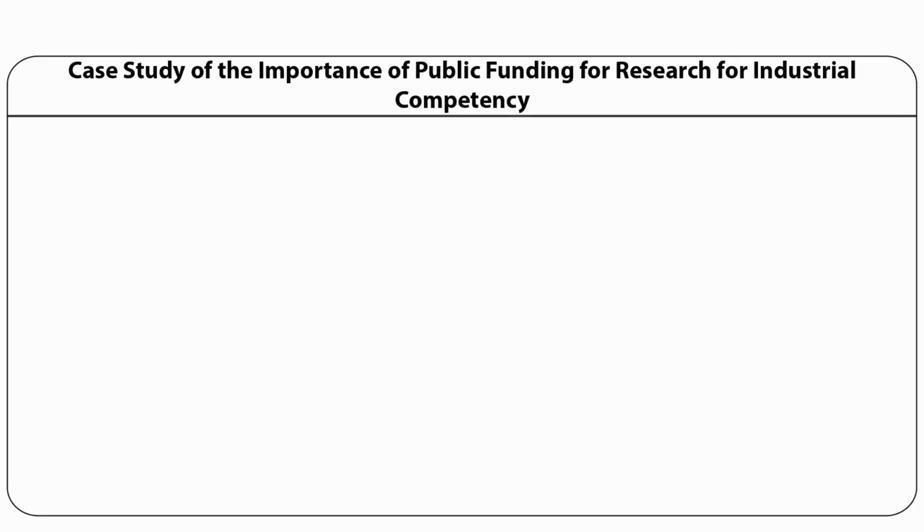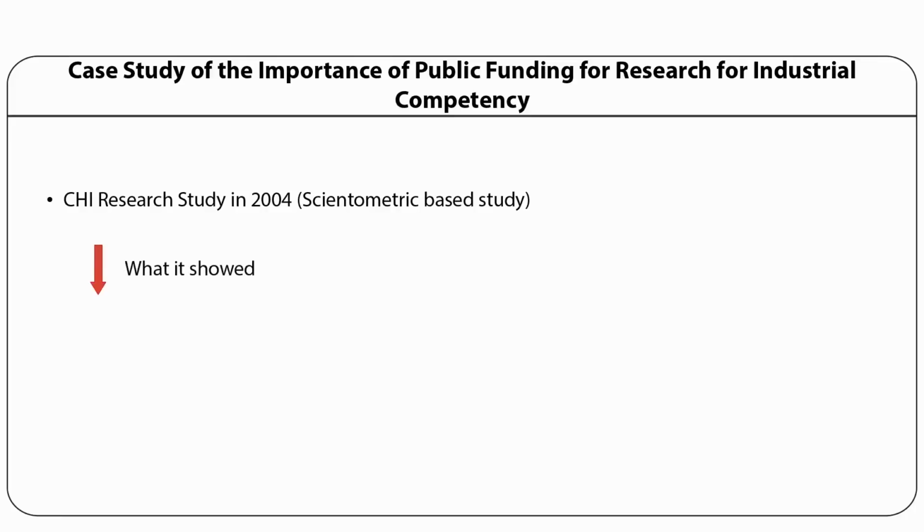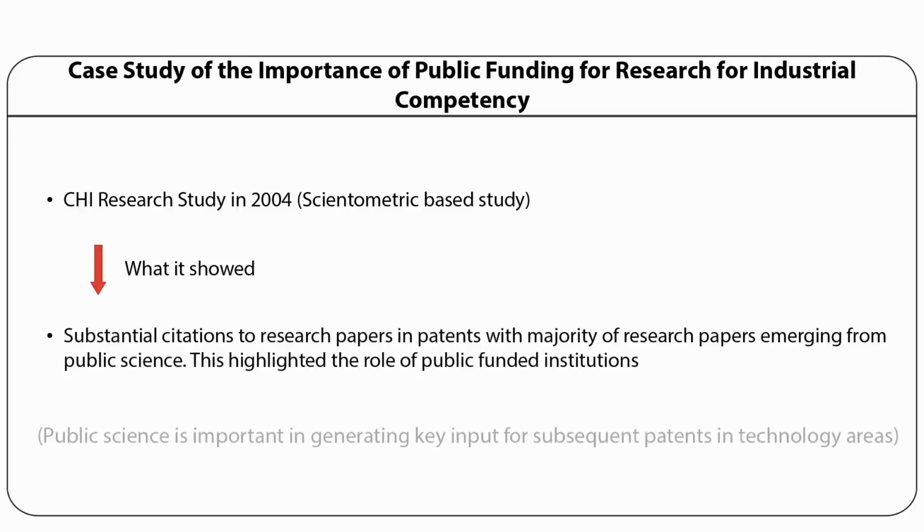Slide 16. Case study of the importance of public funding for research for industrial competency. This study was done by Kai Research in 2004. What did it show? It shows that substantial citations to research papers were in patents, and the majority of the research papers emerged from public funding of science. This highlighted the role of publicly funded institutions.